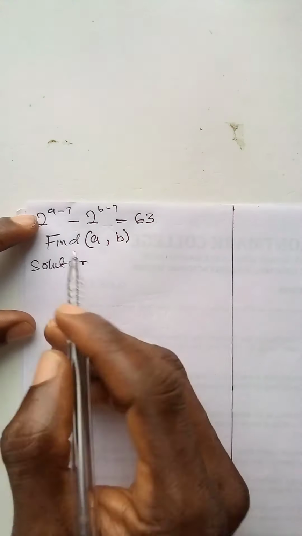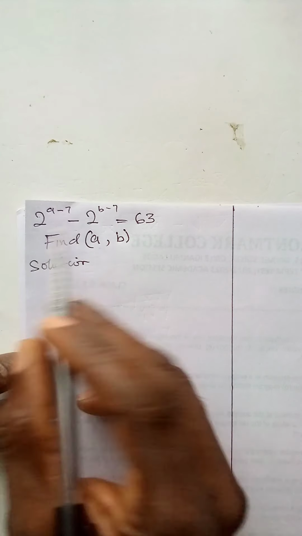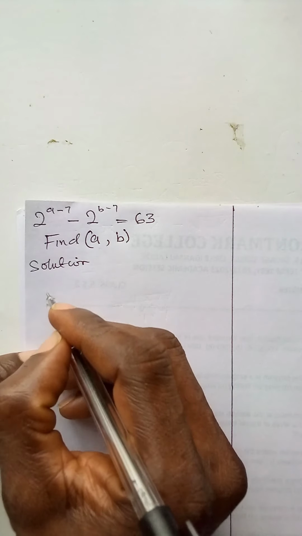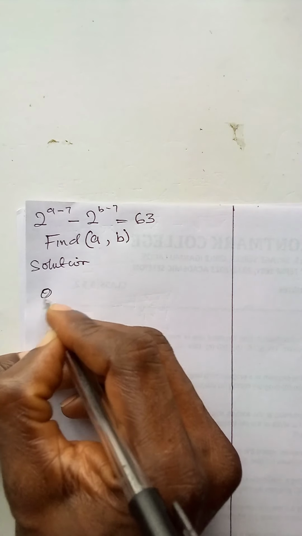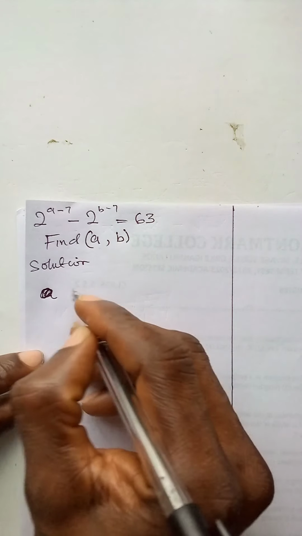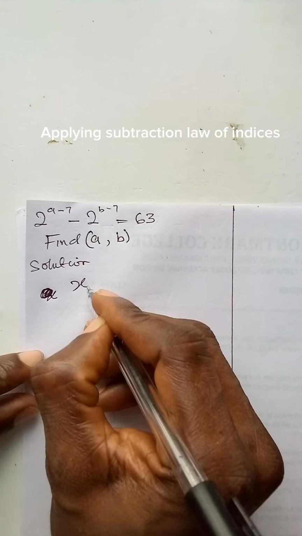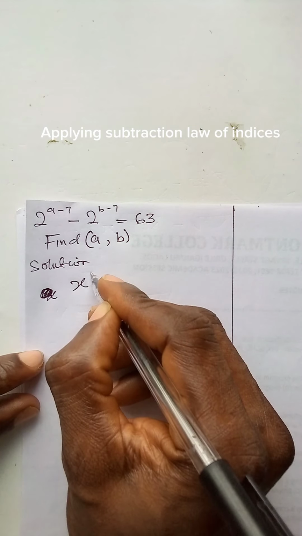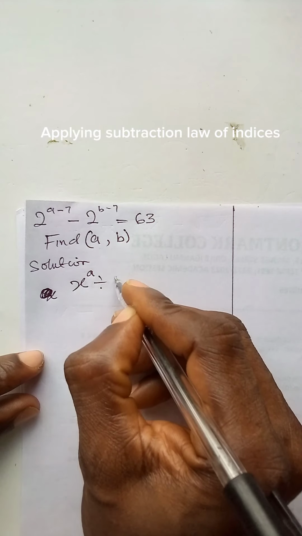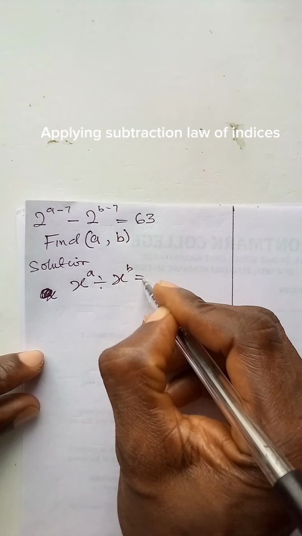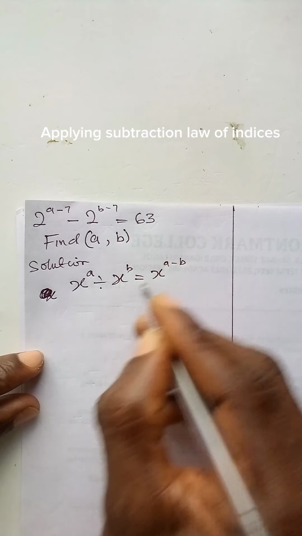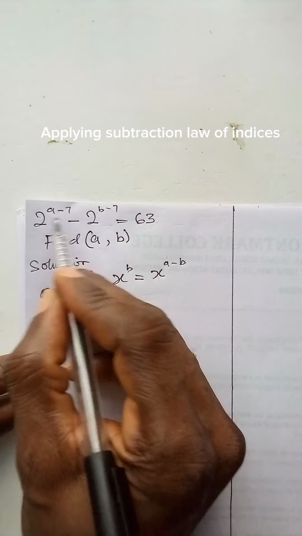Now, solution. We first of all want to apply a law of indices. That law is, let me use another letter since a and b are here already. If I have x to power a, divided by x to power b, it is the same as x to power a minus b. So I will apply this law here.